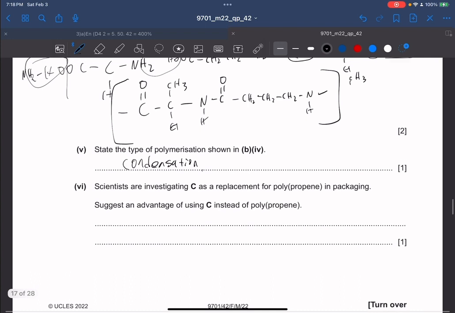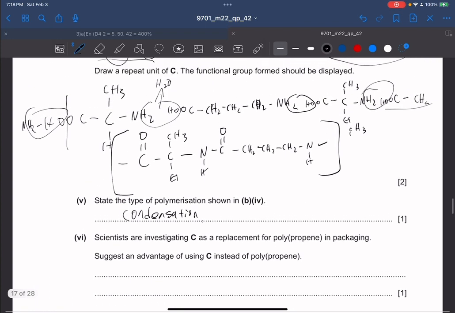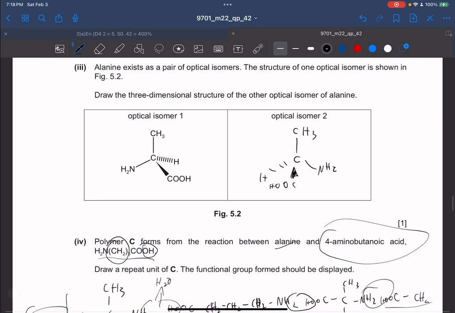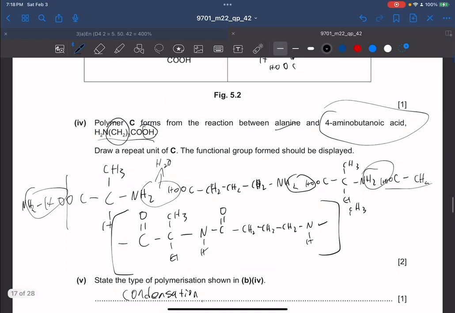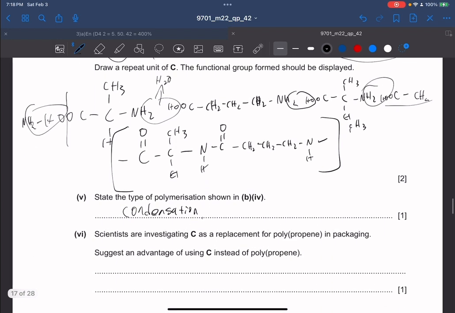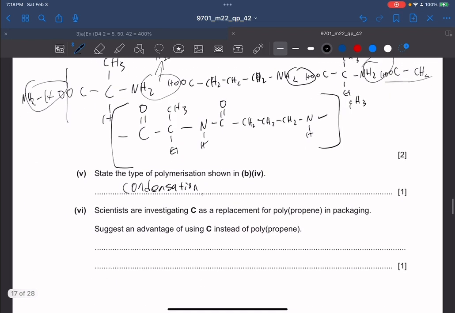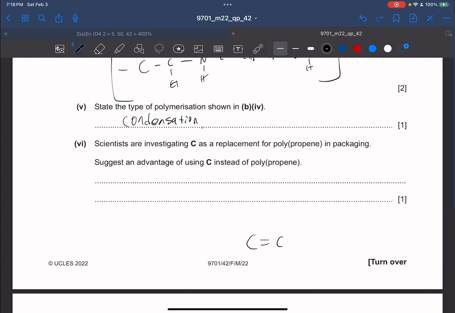Scientists are investigating C as a replacement for polypropylene. Suggest an advantage of using C instead of polypropylene. Polypropylene means you're going to make it from propylene. What that means is it's going to be very, very long, just a bunch of carbons and carbons and carbons, making it very non-polar. So it's going to be very unreactive. That's actually a bad thing for our environment because polypropylene is highly unreactive.